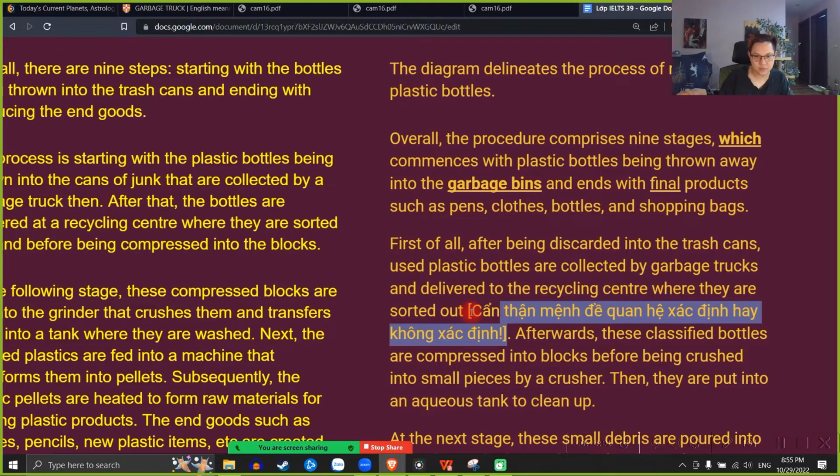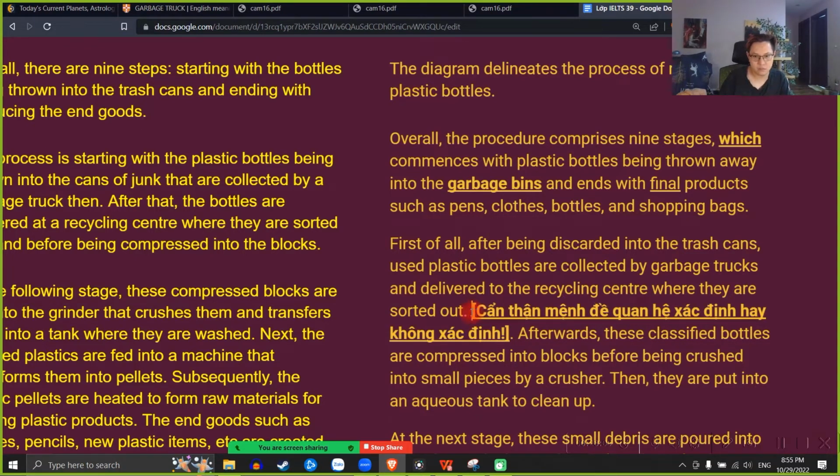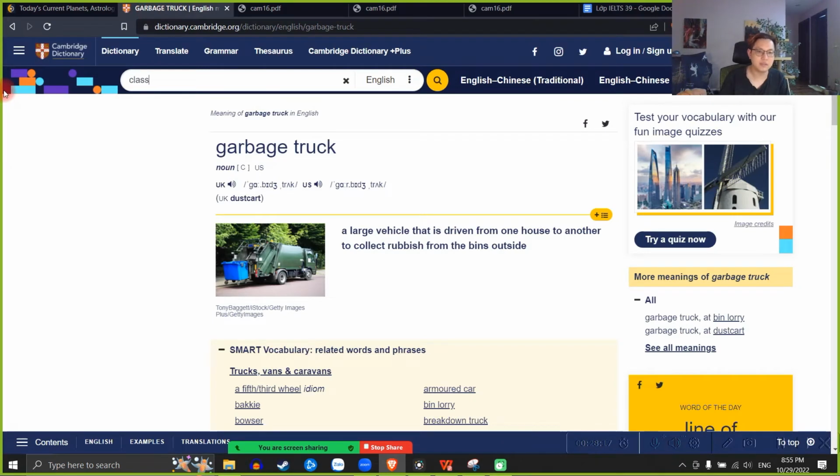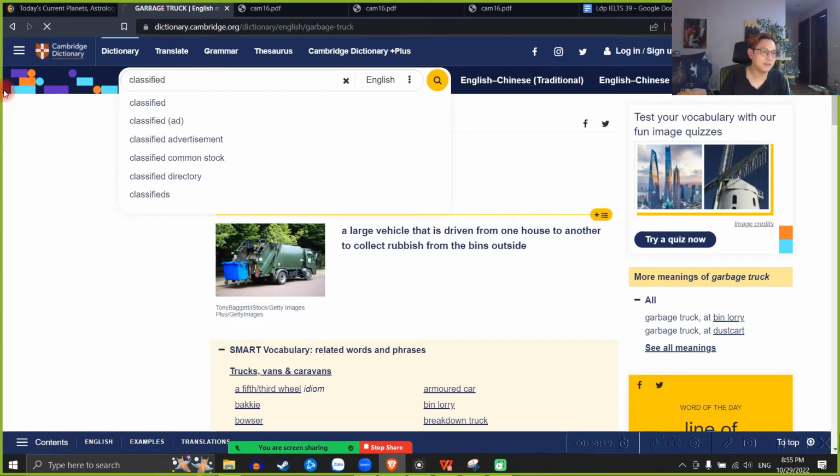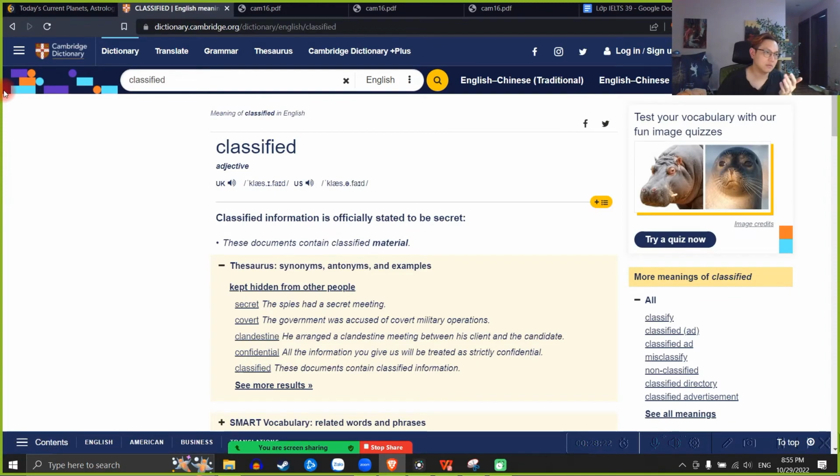I'm just writing this one so you be careful, okay? Okay. Afterwards, these classified. Wait. Classified. You know what classified mean? Classified means giữ bí mật. Được gọi là giống như là đóng cái dấu mộc vậy đó, không được tiết lộ ra ngoài. Tài liệu thông tin classified là được gọi là coi như là tài liệu bí mật, không được nói ra ngoài. Classified means hidden, secret.